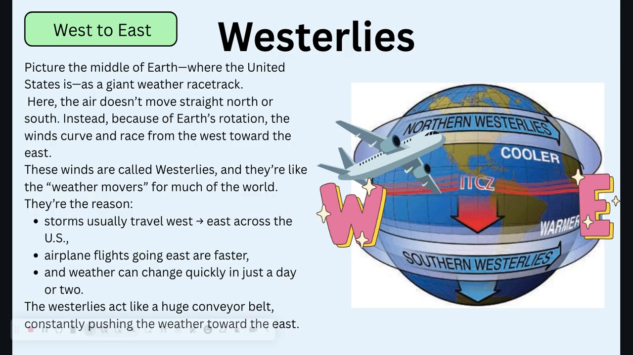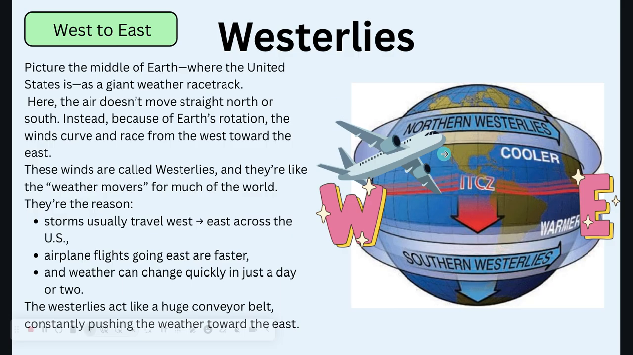These winds are called westerlies, and they're like the weather movers for much of the world. They're the reason that storms usually travel from west to east across the United States. Airplane flights going east are faster, and weather can change quickly in just a day or two. The westerlies act like a huge conveyor belt, constantly pushing the weather towards the east.